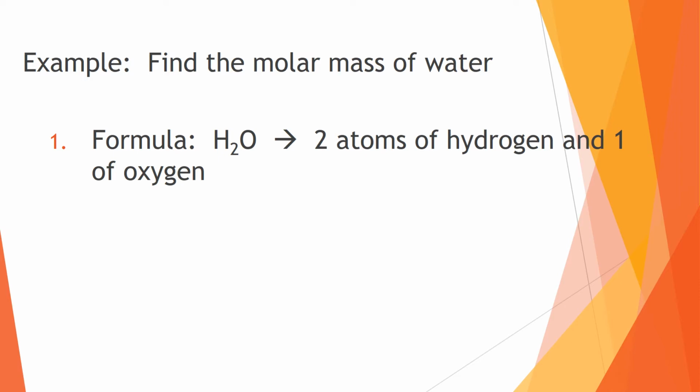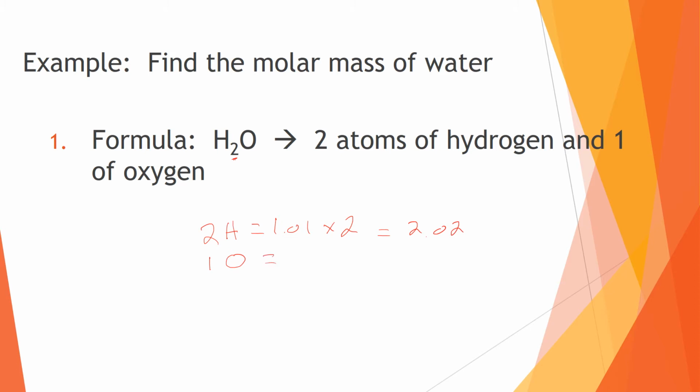Okay, let's try one more together, and then I am going to have you guys do a couple of practice problems. Okay, so water, H2O, there's 2 atoms of hydrogen and 1 of oxygen. So I'm going to count the number of atoms of each element I have in my compound. Hydrogen is the smallest of all the atoms. It has an atomic molar mass of 1.01, but there are 2 atoms per molecule, so I have to times this by 2, and this is going to equal 2.02.